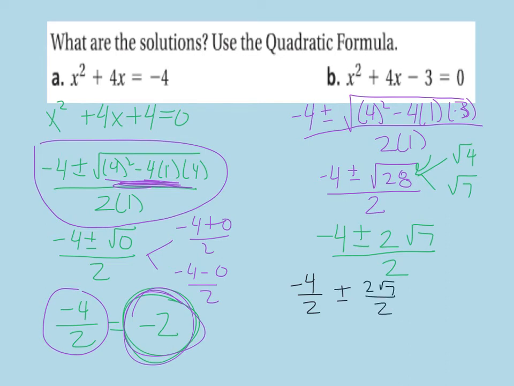Because now when I look at this, it might be easier for you to see that I can simplify. Negative 4 divided by 2 would be equal to negative 2. And I still have my plus or minus right here. And then this right here would cancel each other out. 2 over 2 would just leave me with square root 7. So this right here would be my final answer here. So once you get this simplified, if you can simplify it and take out any perfect squares, you should do so.